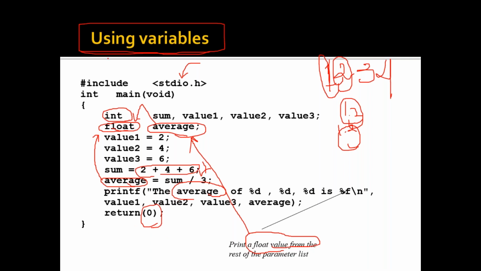Return output. That means we'll go back to return the result. We said that this instruction starts from this bracket and ends at this bracket.